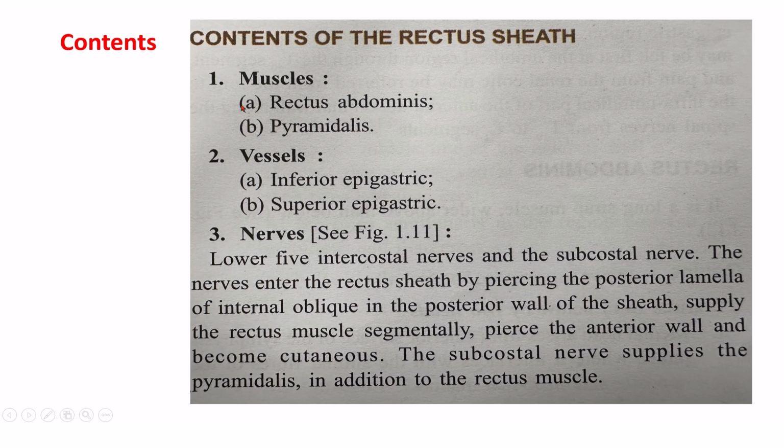Contents of the rectus sheath. The muscles are rectus abdominis and pyramidalis. The vessels are the inferior epigastric artery and superior epigastric artery. The nerves are the lower 5 intercostal nerves and the subcostal nerve. The specific pattern is that the nerves enter the rectus sheath by piercing the posterior lamina of the internal oblique in the posterior wall of the rectus sheath and supply the rectus muscle segmentally, then pierce the anterior wall and become cutaneous. The subcostal nerve supplies the pyramidalis in addition to the rectus muscle.